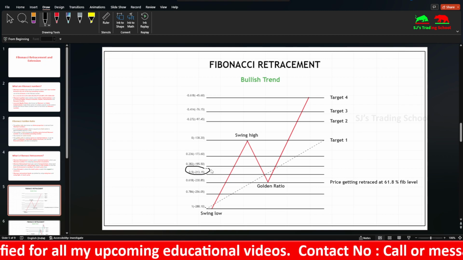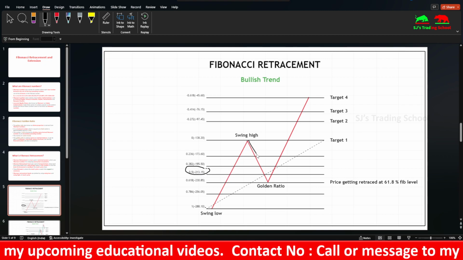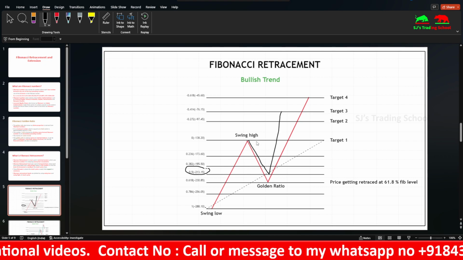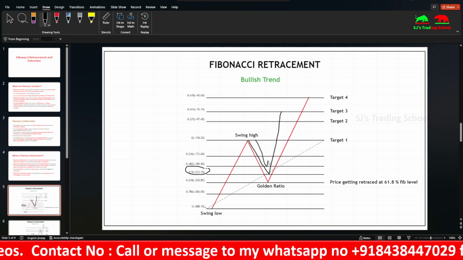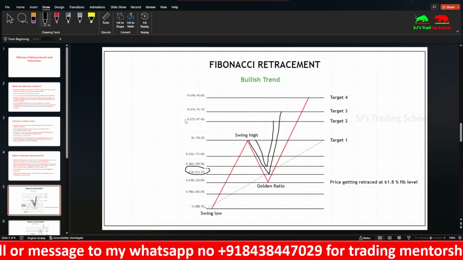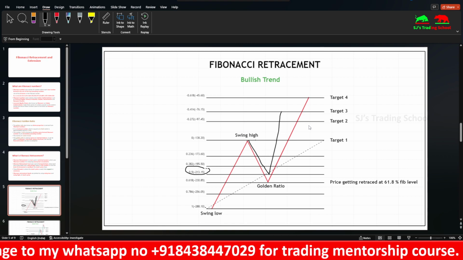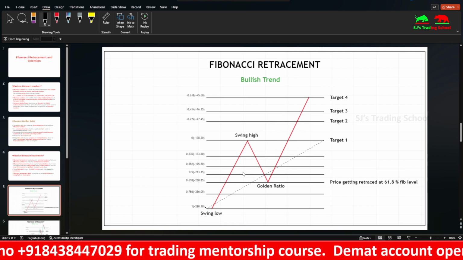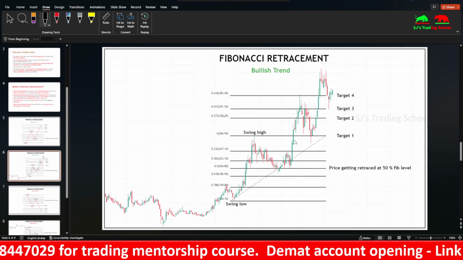If it gets retraced at around 0.5, it will go almost 0.414. If it gets retraced at 0.32, it will go till 0.272, that is minus 0.272. So this is only an assumption, so it is not always 100% accurate. So this is an example here.